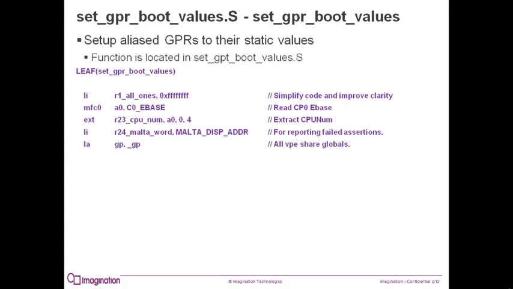The global pointer is common to all processing elements. Its address is defined in the linker file and set by the linker. This address will be used to reference shared global variables. The MIPS API designates that register 28 be used to hold the global pointer addresses, so the code sets it here.